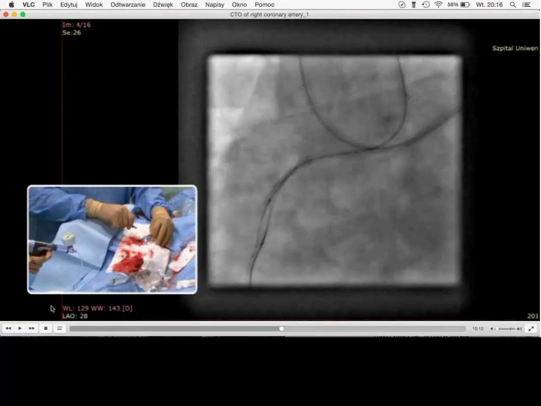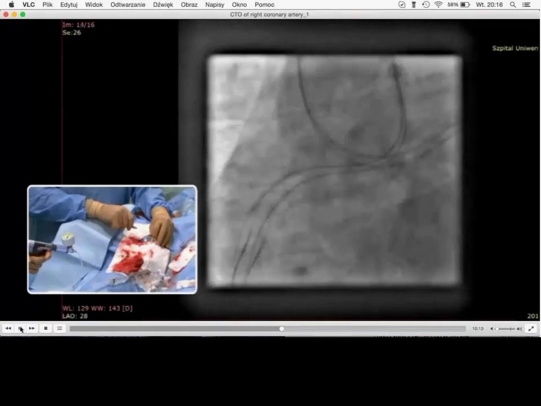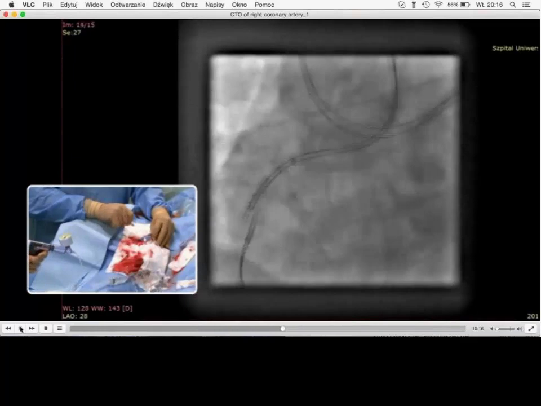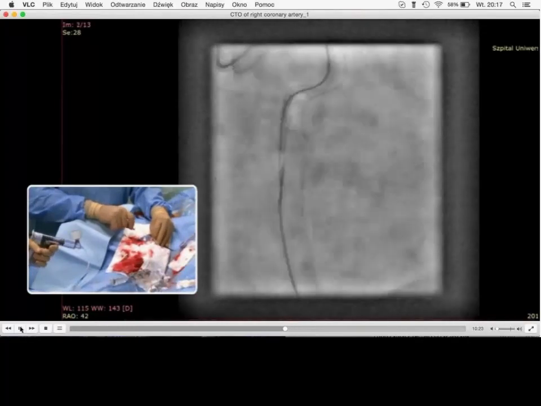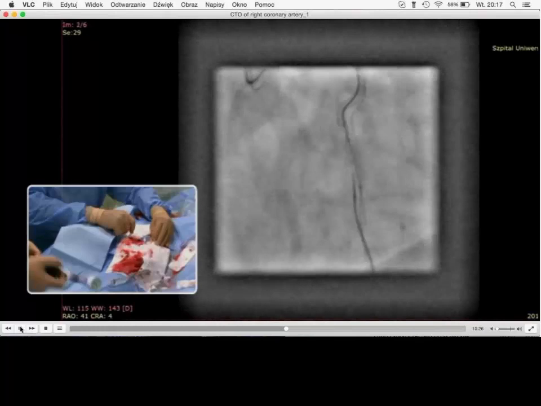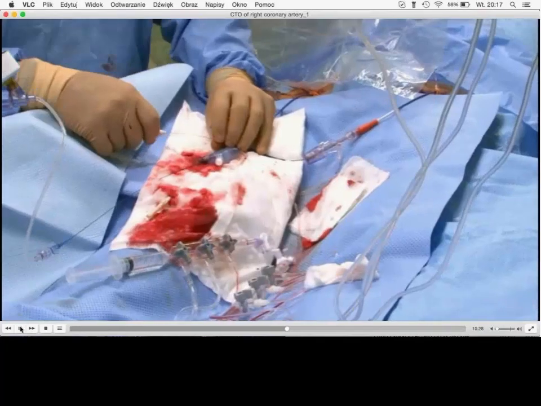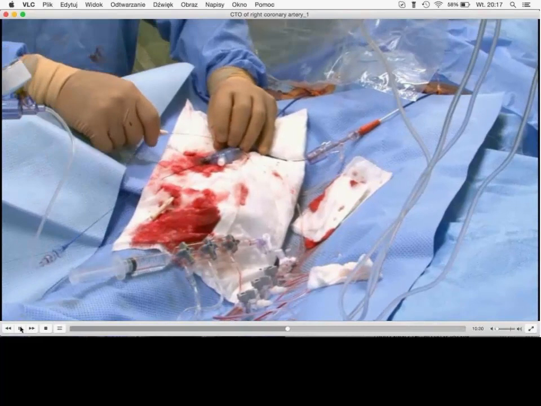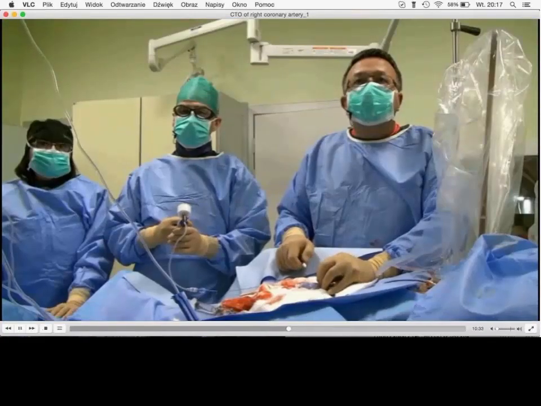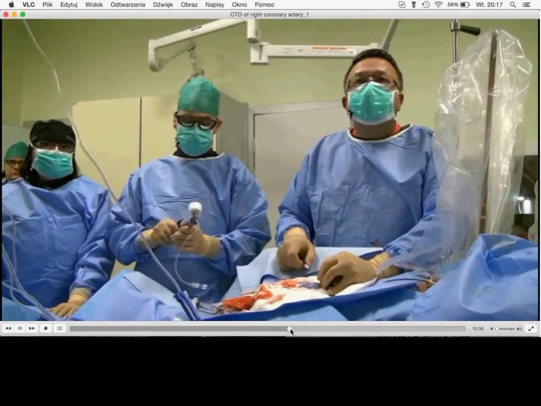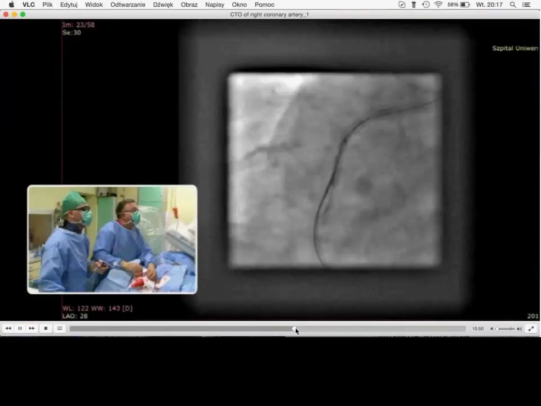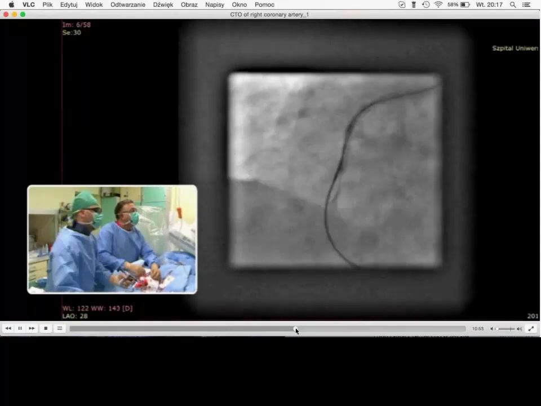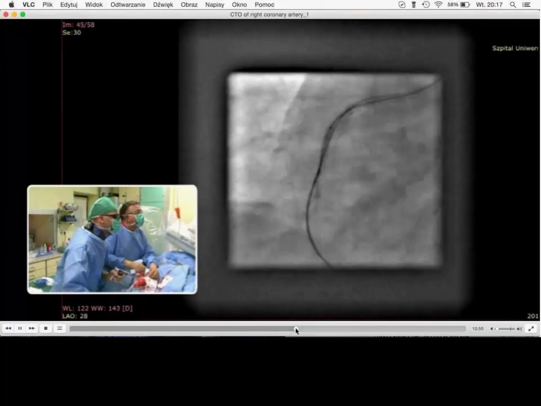To reverse CART, as you see, the balloon is inflated. It was a 2.5 balloon. We always start with a balloon like this to not create too much space. Sometimes you can see that the wires are in the same position, they are dancing together, and I tried to introduce the wire into the true lumen, and finally, as you see, it was possible.